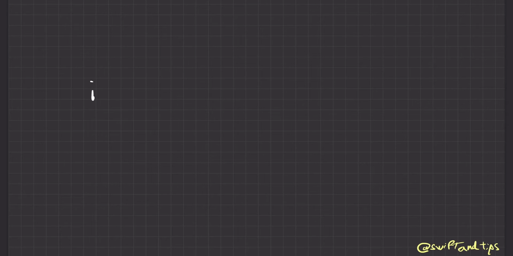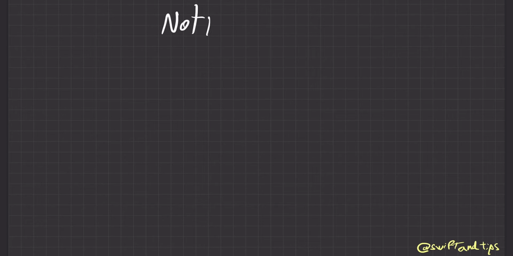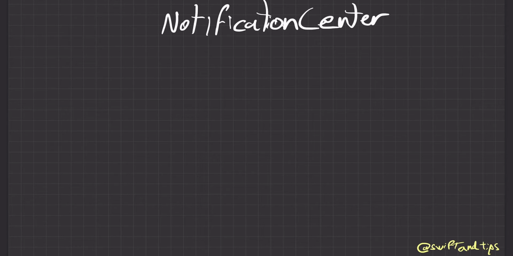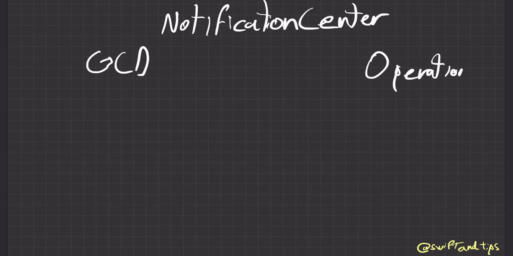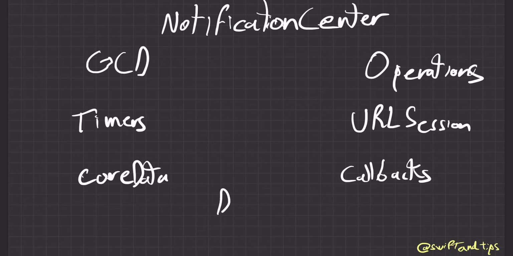Nowadays, we have different APIs to build applications for Apple platforms, like iOS or macOS. APIs and tools like Notification Center, Grand Central Dispatch, Operations, Timers, URL Session, Core Data, Callbacks, Delegates, etc. We have been using all of them for years.